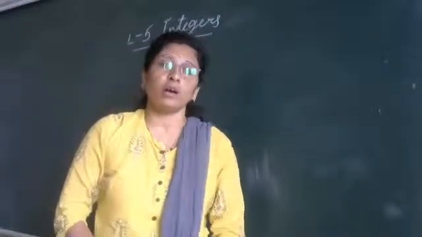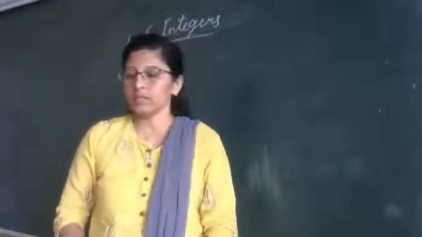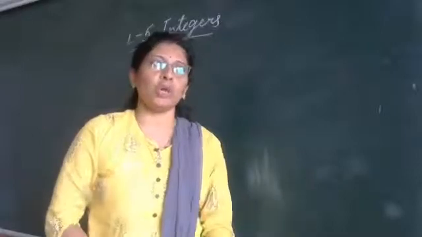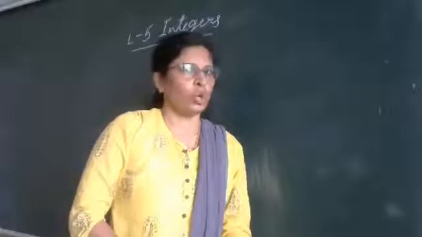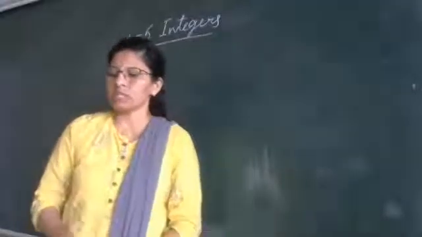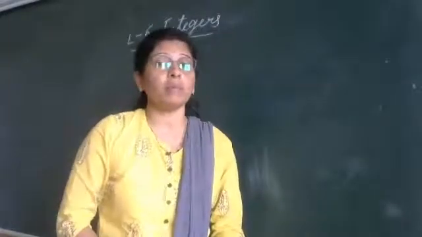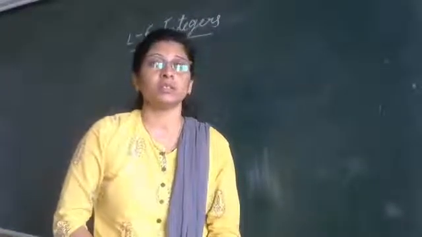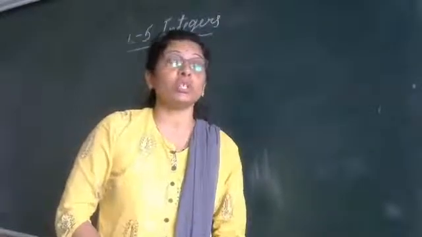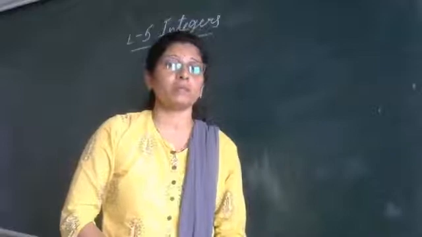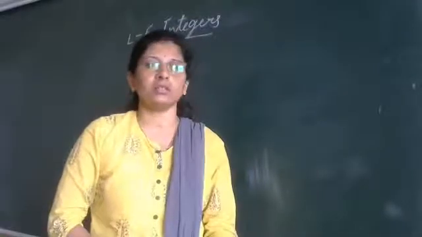Okay. So we have learned about natural numbers, whole numbers. So tell me which are whole numbers? Which start from zero, they are known as whole numbers. And the natural numbers? Which start from one. So which is the smallest natural number? One. And the smallest whole number?